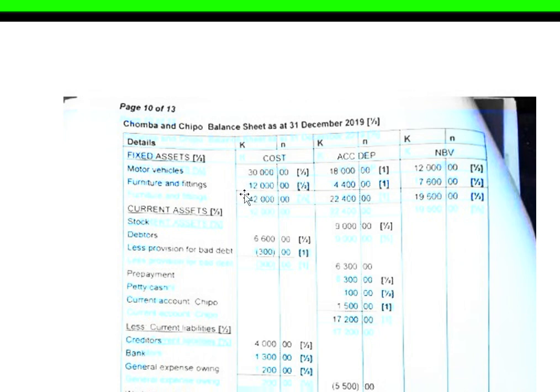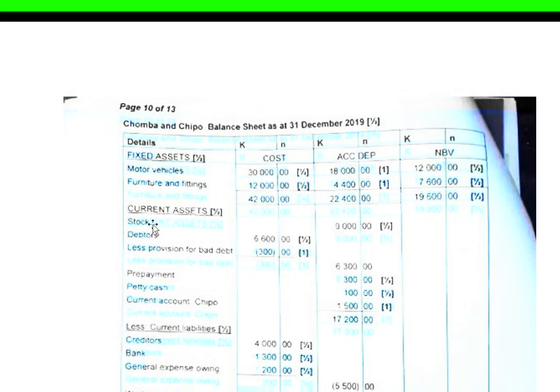Then we got furniture and fittings, 12,000, and now we have accumulated depreciation for furniture and fittings with the new depreciation amount, which was 1,200. It's now 7,600. That is the cost price for all your fixed assets, also called non-current assets. Fixed assets, non-current assets, minus the accumulated depreciation for all your fixed assets. 42,000 minus 22,400 is equal to 19,600. That is the number at the end of the year, the book value of my fixed assets.